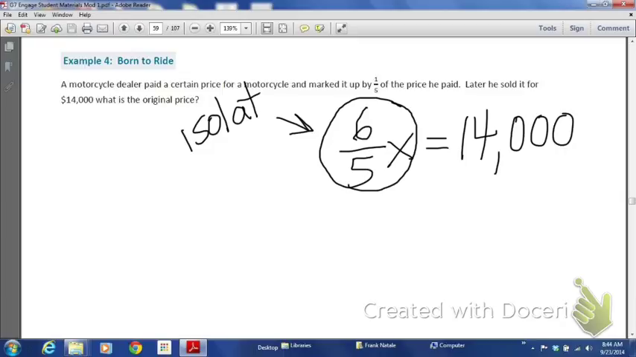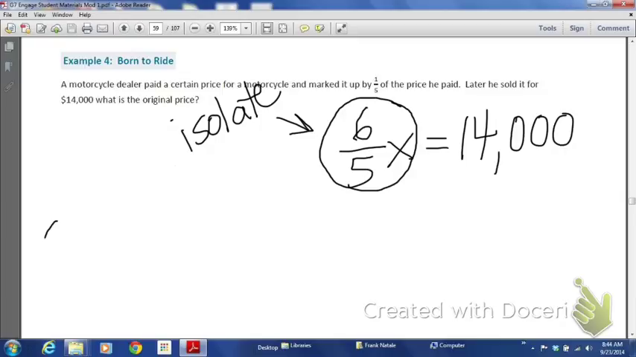Isolate X, like have it be alone. Okay? Isolate X as 1X. So in the end, we want to have X equals something. That's what we want. Now, one way to do this is to divide. And if you remember, we are going to divide by 6/5.